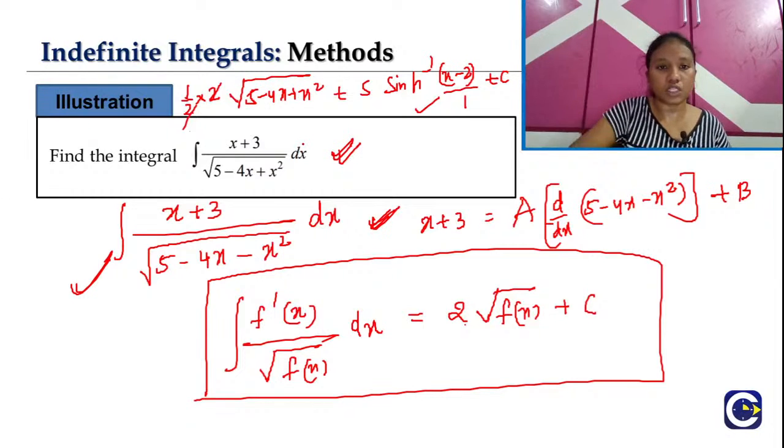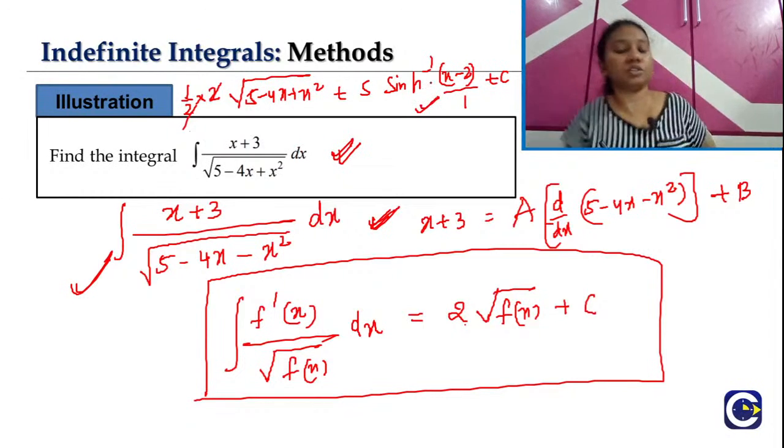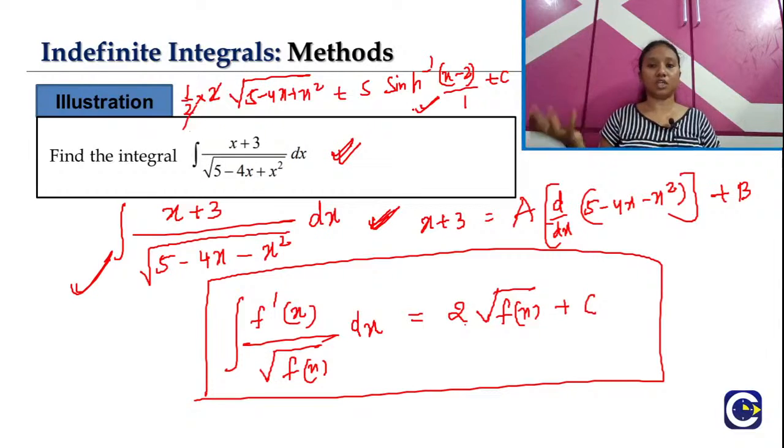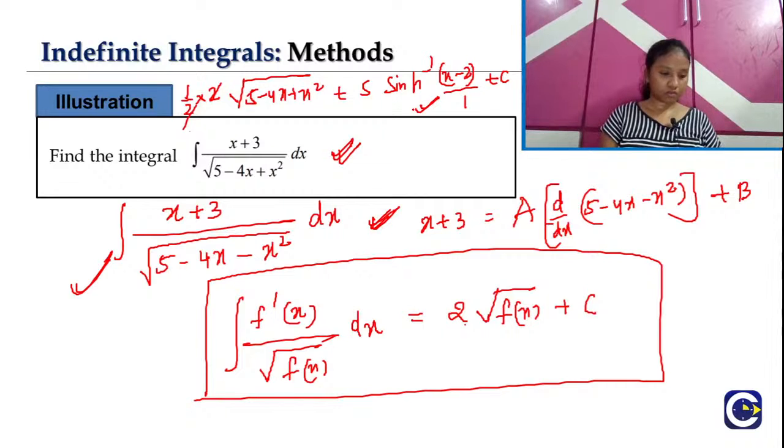So I have written the formula in terms of sinh inverse. If you prefer to write in log, it's up to you. Basically it depends upon the option, whether they have given it in terms of sinh or in terms of logarithm. Plus 5. Yeah, so only the 2 will be getting cancelled.